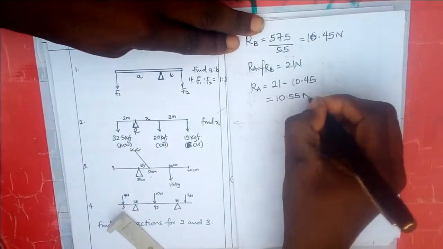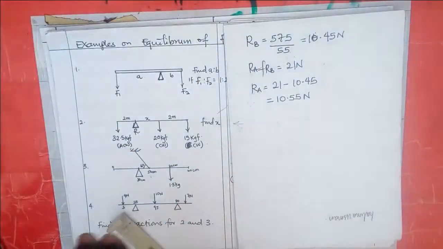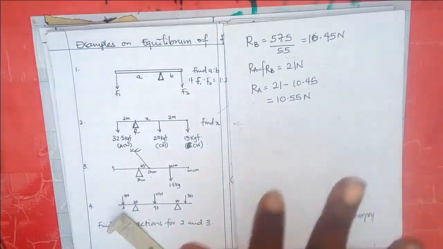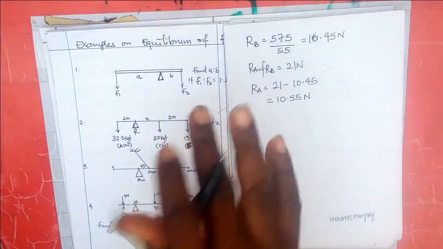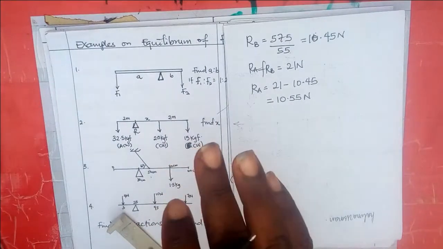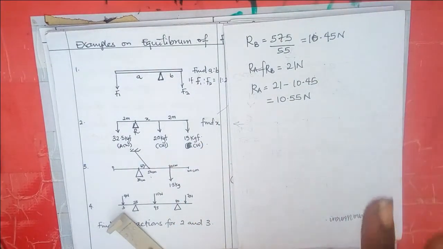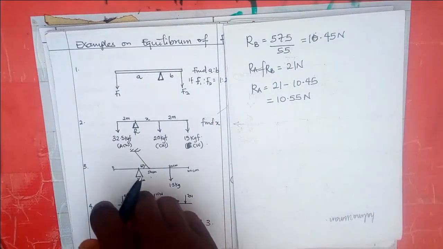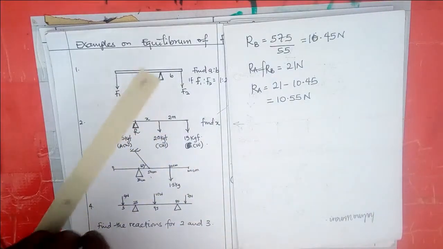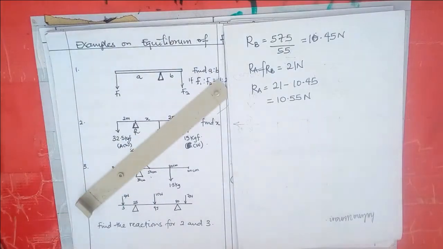10.55 Newton. So please, if you have not watched my video on how to know a clockwise moment and anti-clockwise moment, please, you can go back and check those videos where I've explained how you know a moment is clockwise and how you know a moment is anti-clockwise.